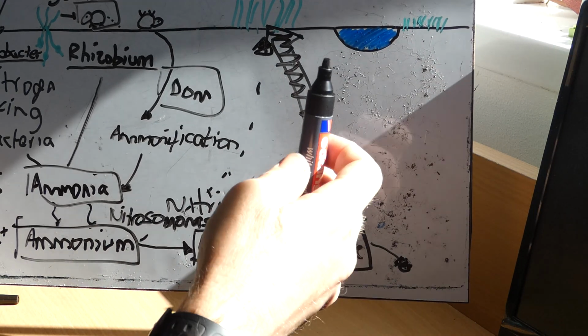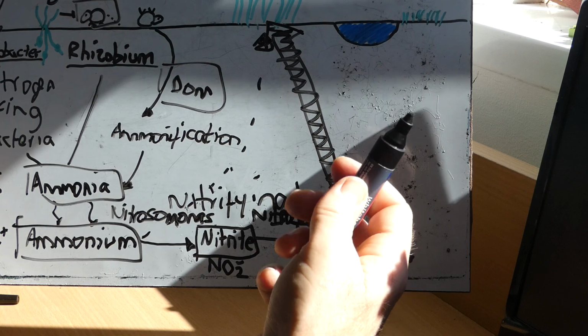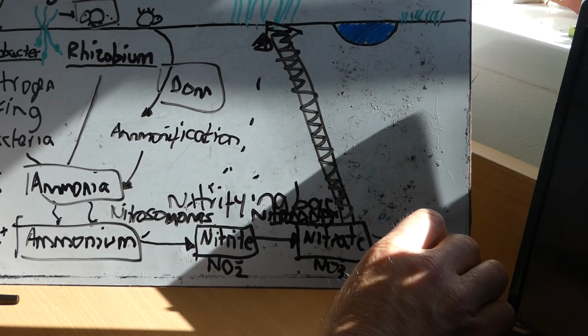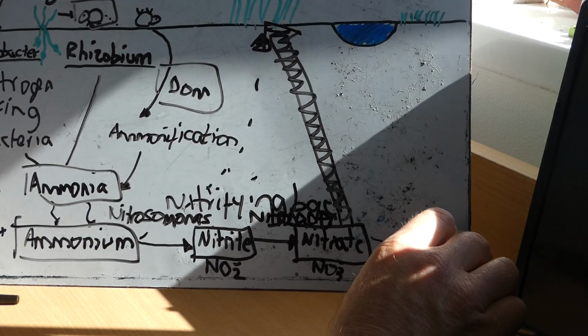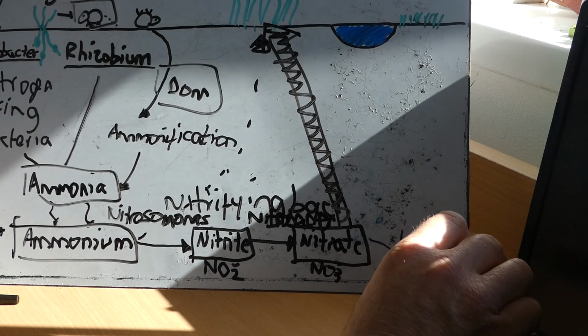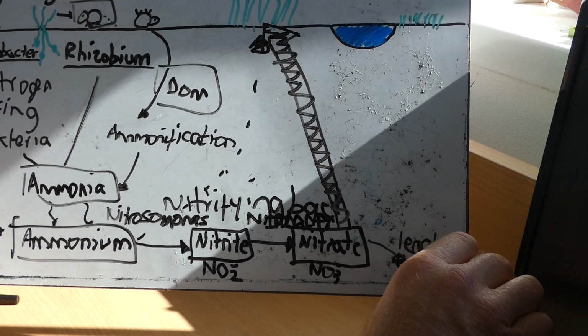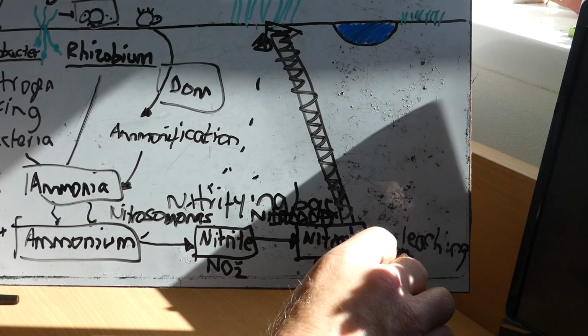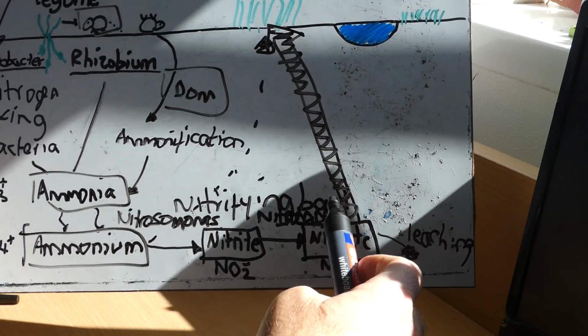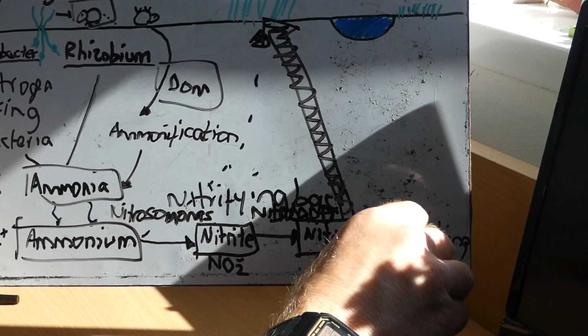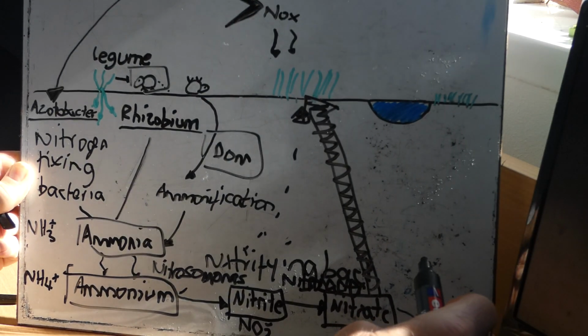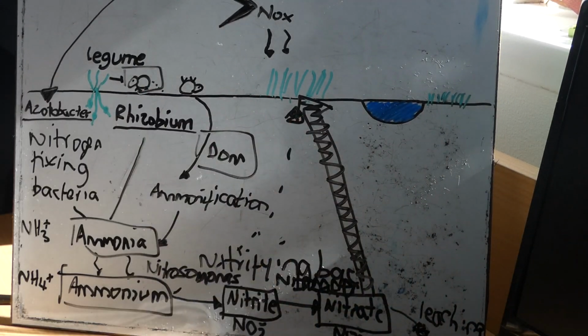Leaching is a name for when something is removed, dissolved in water. You could have a little arrow saying leaching down into groundwater, and that could be very bad news because that can contaminate drinking water and aquifers and things like that. So leaching, loss there. So that is nearly all of the nitrogen cycle.